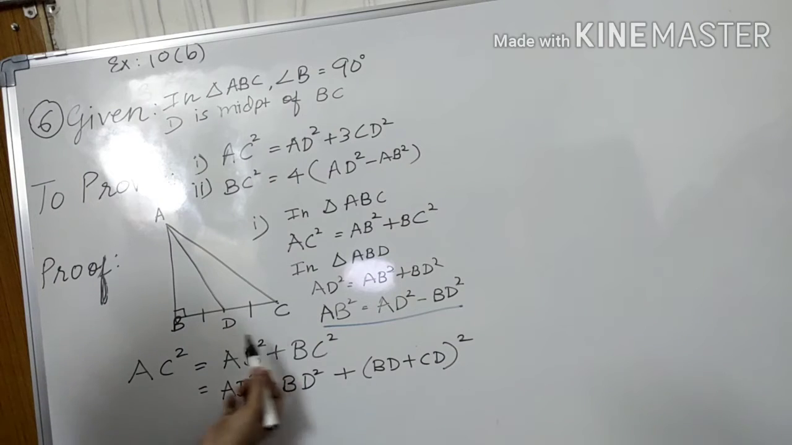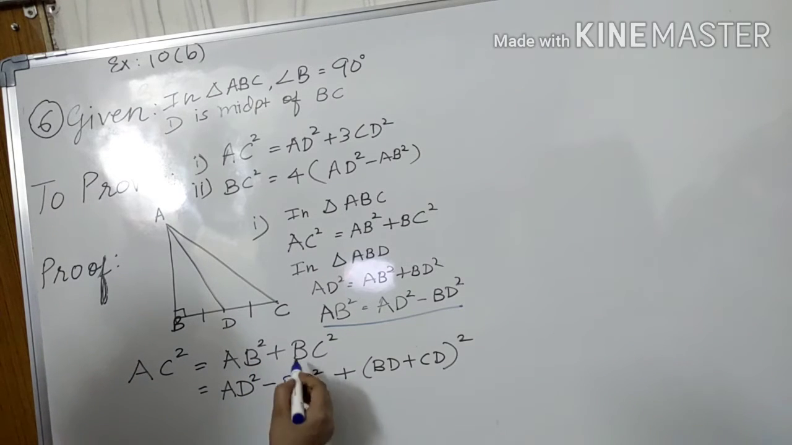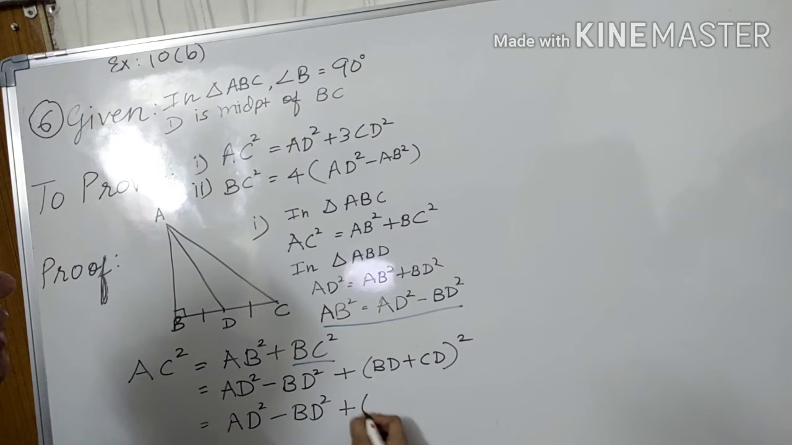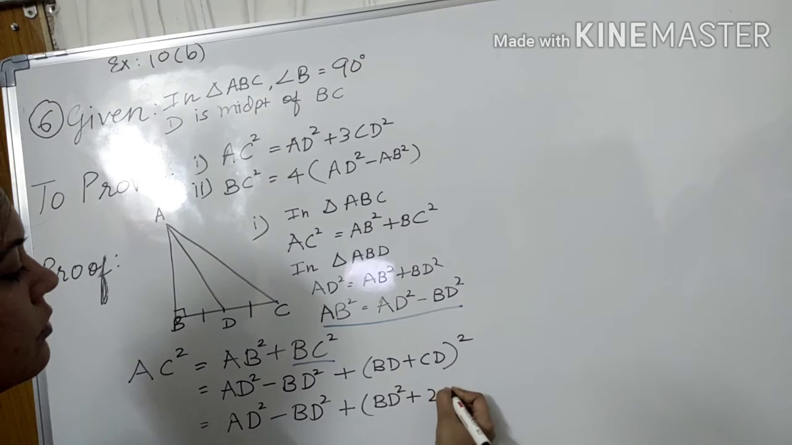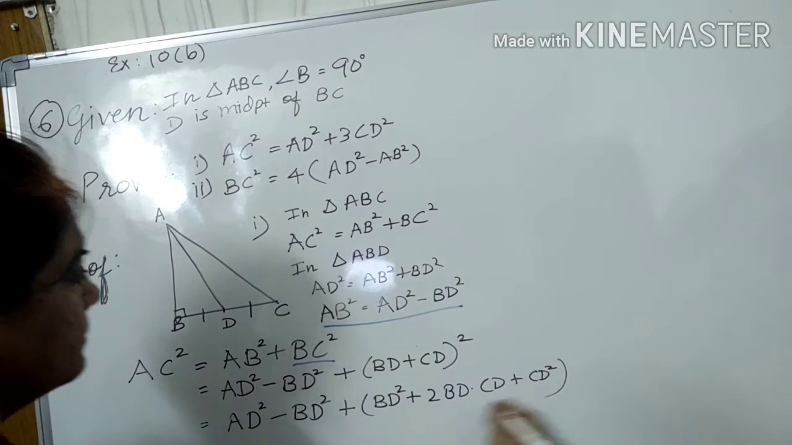Why? Because here in the figure you can see that BC is nothing but BD plus CD. So instead of BC I have written BD plus CD. Now this AD square minus BD square as it is, we will expand this bracket as A plus B whole square type. So I will expand it as BD square plus 2BD into CD plus CD square.